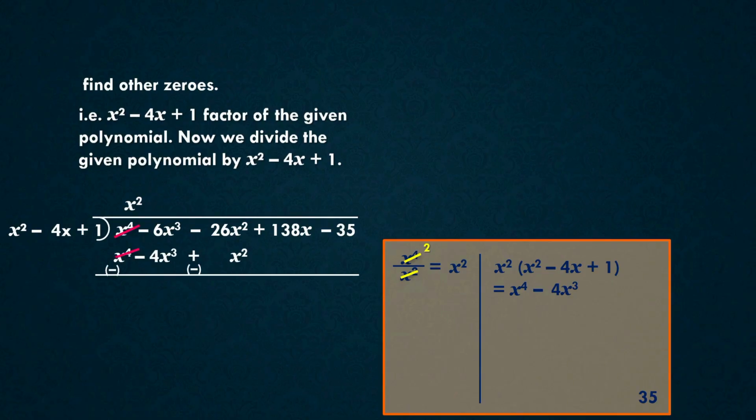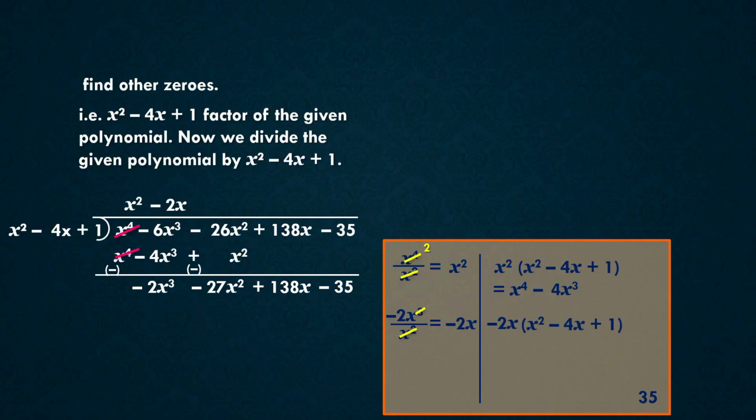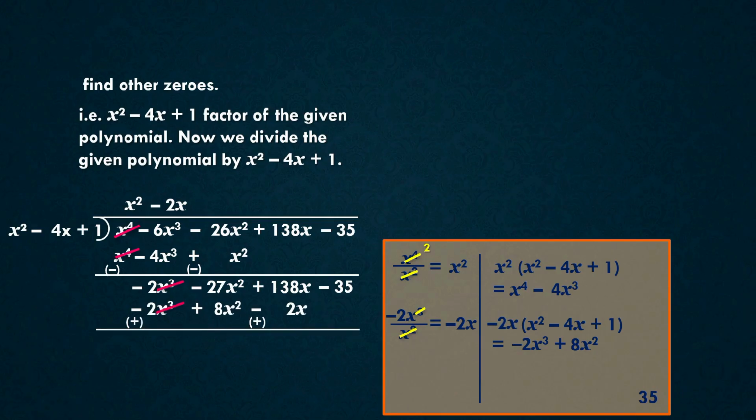Now subtract this from the first three terms of the polynomial. After subtraction, we get minus 2x cubed minus 27x square. Next, divide minus 2x cubed by x square. This gives minus 2x. Now multiply minus 2x with x square minus 4x plus 1. We get minus 2x cubed plus 8x square minus 2x. Now subtract again. After simplifying, we obtain minus 35x square plus 140x minus 35.